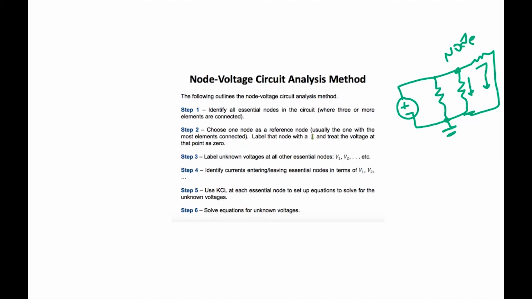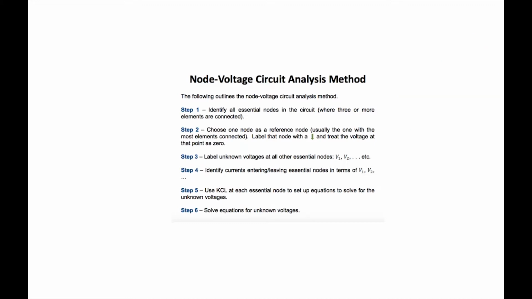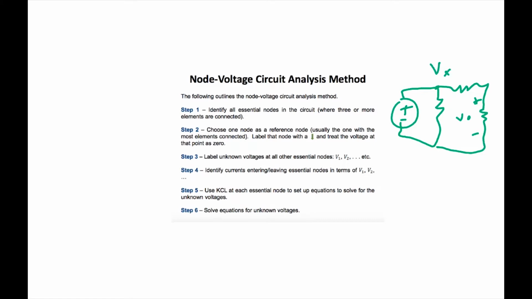So the next step is to label our unknown voltages. If we go back to another circuit and we have nodes something like this, you might have a problem where you have an unknown voltage at this point, V0. So we can label this voltage as V0, but we also want to label our nodes. For example, this node is Vx. And we want to identify later on the currents leaving and entering this node.